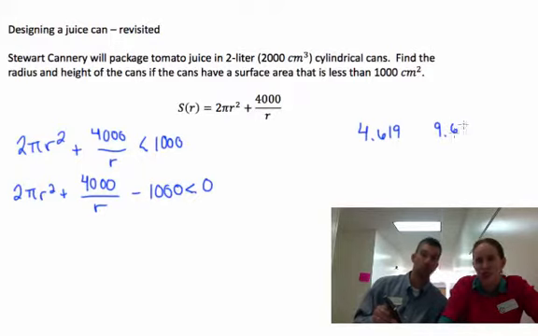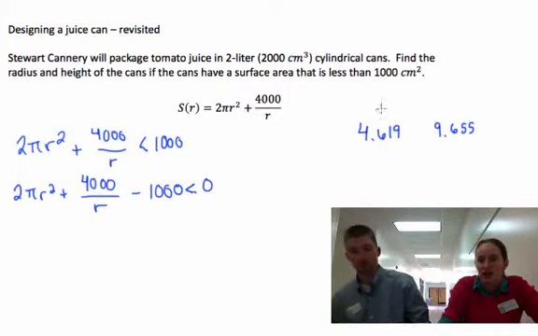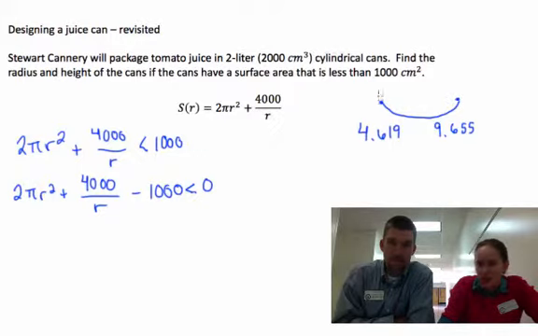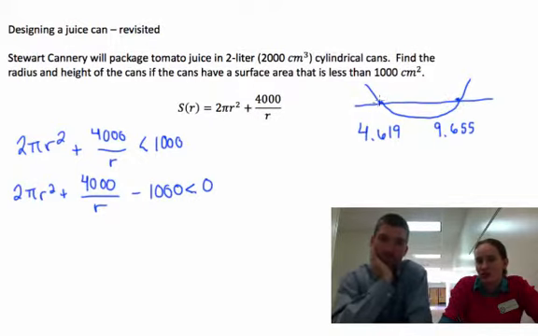The other is 9.655. So these are our x-intercepts, and if you graph this, you'll see those x-intercepts and the graph dipping below between them. It looks kind of like a parabola, but not quite. What we care about is where the graph is less than 0, between those two values.